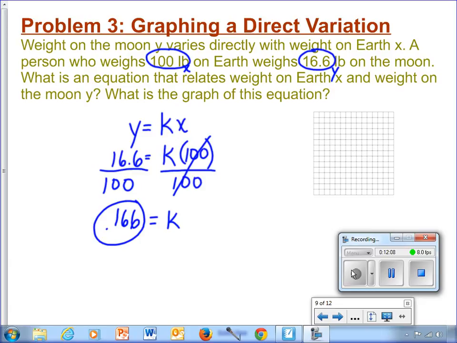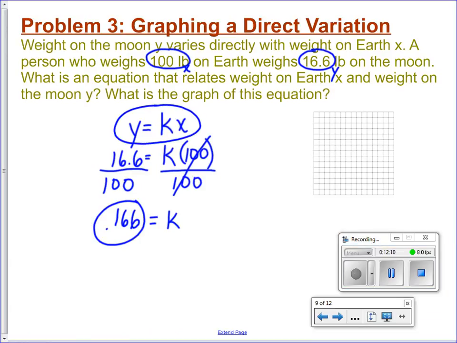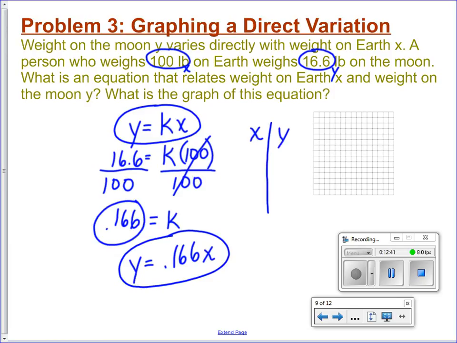All right, going back now then to our original formula, y equals kx, we're going to substitute in 0.166 for our constant of variation. And so our equation is going to be y equals 0.166x. All right, to graph this equation, the best way to do it is to make a table. And you probably will want to grab a calculator. All right, a good value to start with for x is 0.